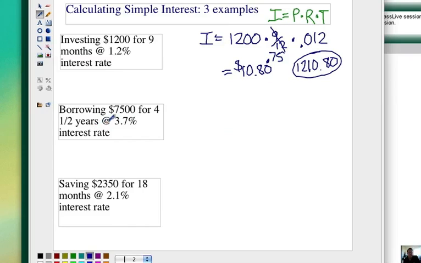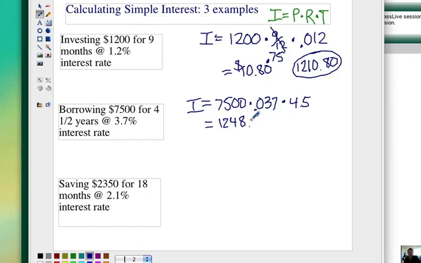All right, let's look at the second example. Borrowing $7,500 for 4.5 years at 3.7%. Let's plug that in. Principal $7,500. And this time I'll go in order. R is next, that's the interest rate. Don't forget to move the decimal 2 places left, so it'd be 0.037. And finally, 4.5 years. Change that to a decimal for the purposes of what we're doing here. So principal, rate, and time. By the time you multiply that together, you're going to get 1248.75.